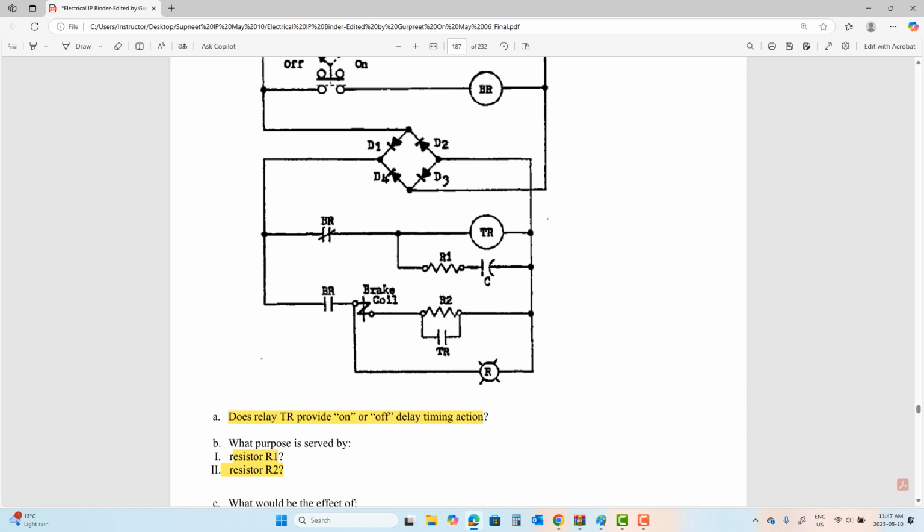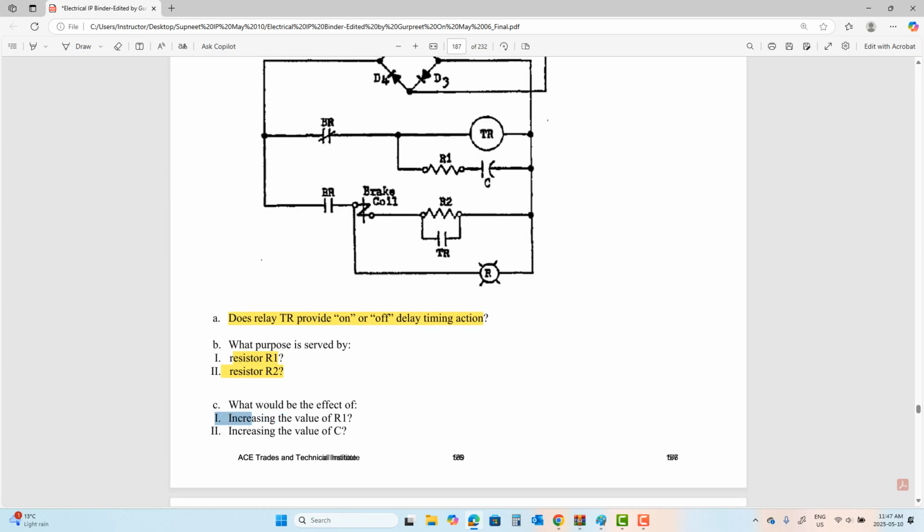So if brake coil needs, let's say 24 volts and your source voltage is 30, R2 will suck up the remaining, minusing the source and the load resistor. So if your supply voltage, let's say, was 30 and brake coil needed only 24, 6 volts will be sucked up by R2. Those are called current limiting resistors.